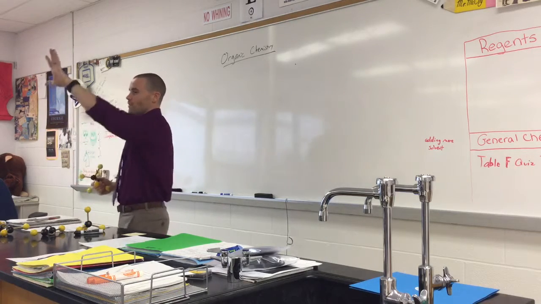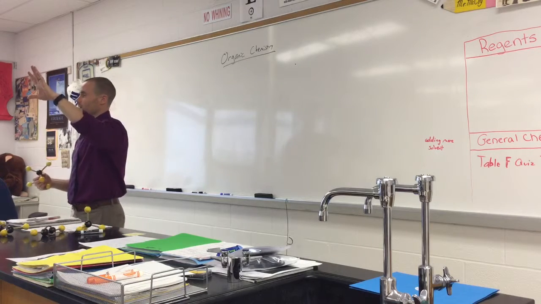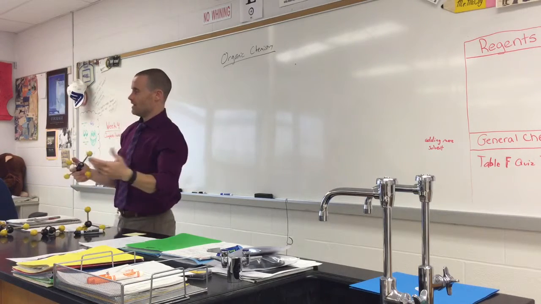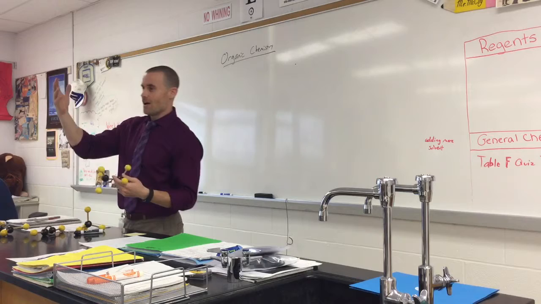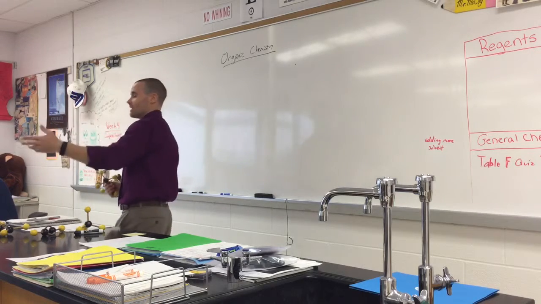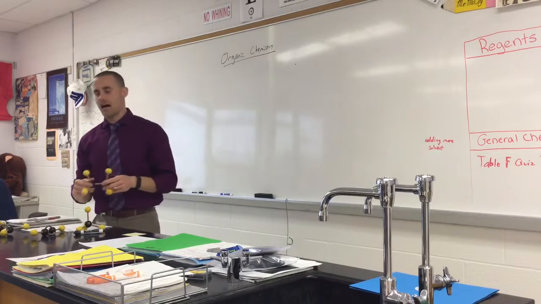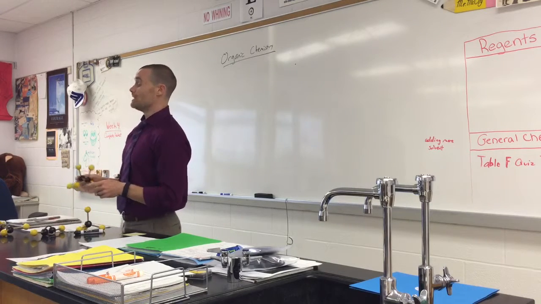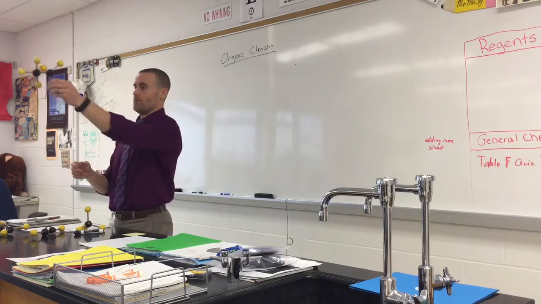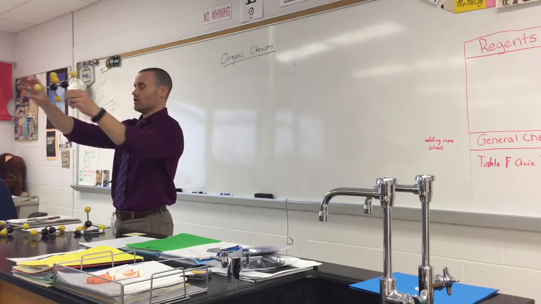What if something has 5 carbons? What would the prefix be? Pent. It would be pentane, like a pentagon. 5, right? Pent. And then 6 is hex, 7 is hep, 8 is oct, 9 is non, and then 10 is dec. So decane would be 10 of these carbons all linked together.